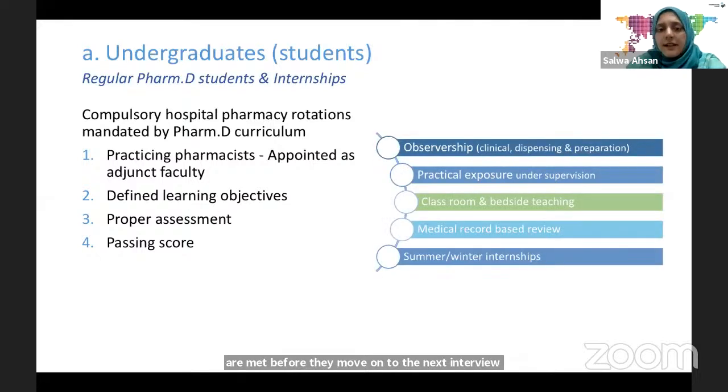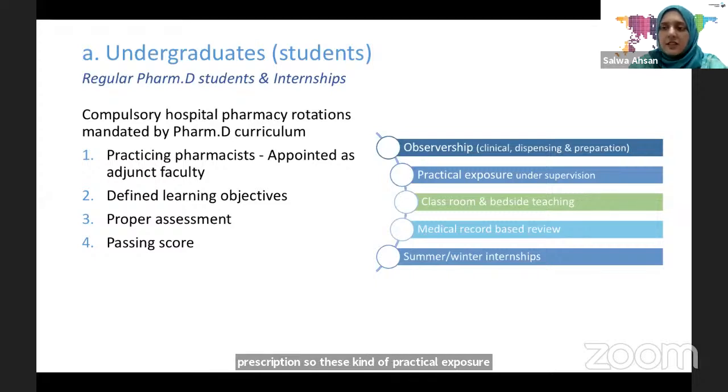Next, please. So these are some of the entries that we do. We allow them observership in all the areas of the hospital pharmacy, like clinical pharmacy, dispensing areas, inpatient, outpatient, emergency, etc. Preparation areas in which we have compounding, oncology, IV admixture. So all kinds of sections of the pharmacy. Then the practical exposure, for example, how you're counseling the patient, how you're doing the medication reconciliation, how you're interpreting prescriptions. So these kinds of practical exposure.